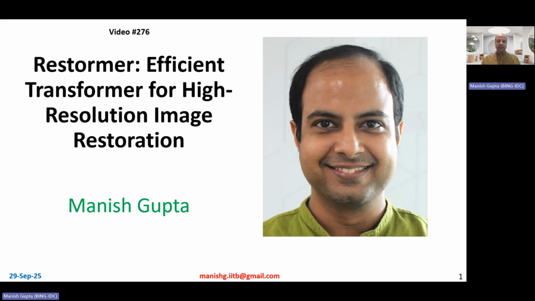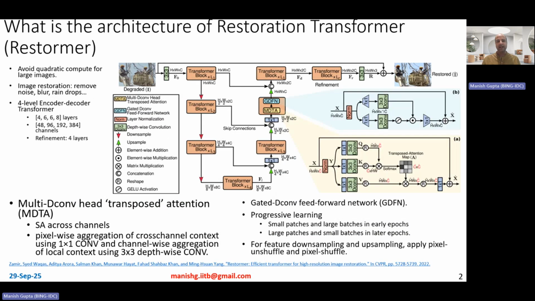This is an old paper. This paper was accepted in CVPR 2022, but it is still interesting to look at how they modeled this interesting problem. The paper obviously is very well cited, some 3,000 plus citations. So let's look at this Restormer architecture.